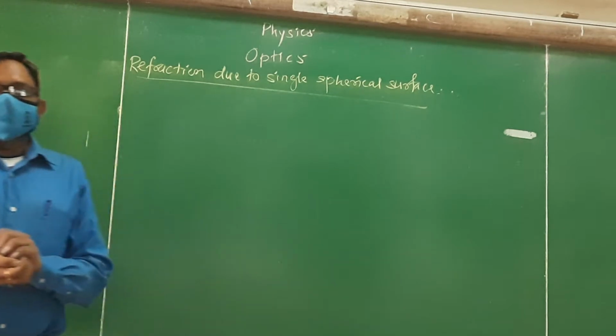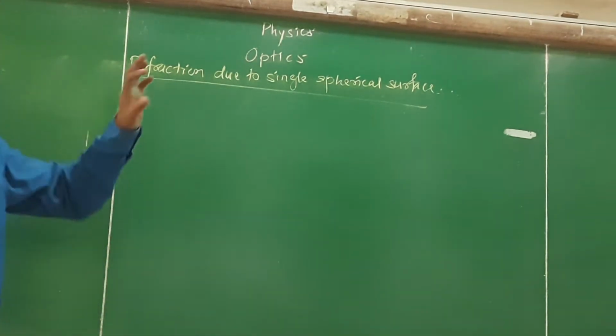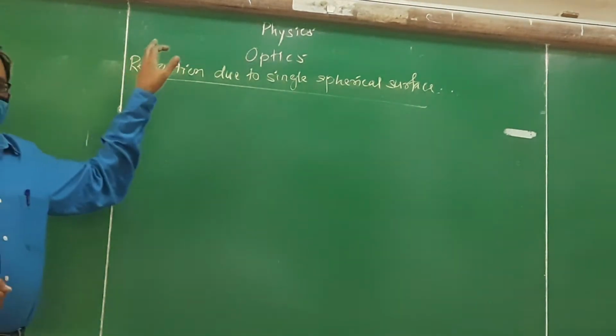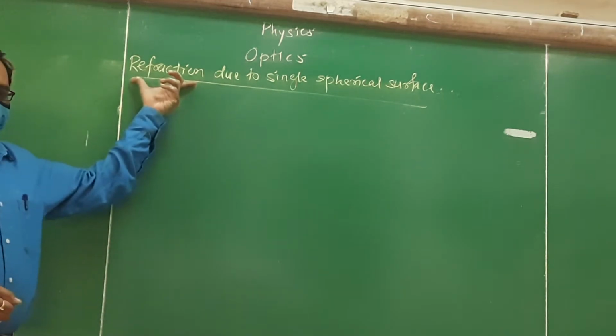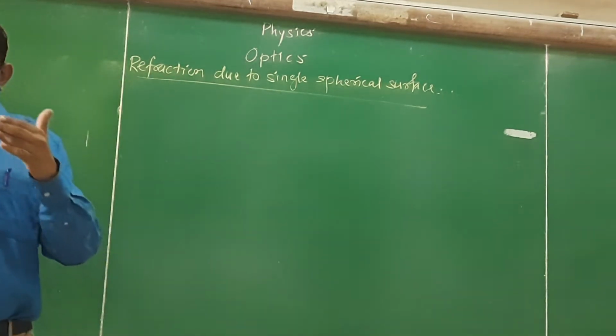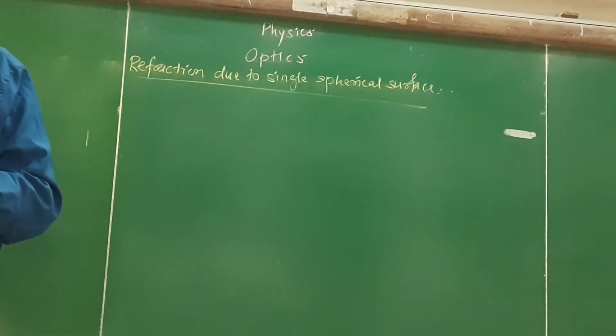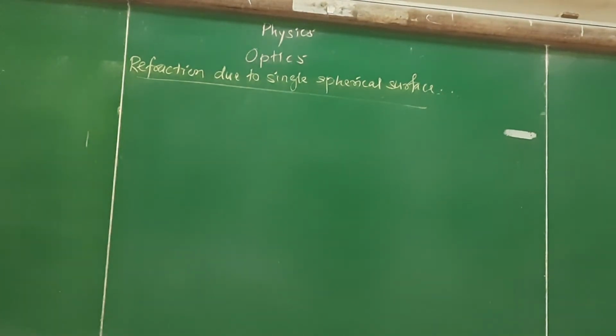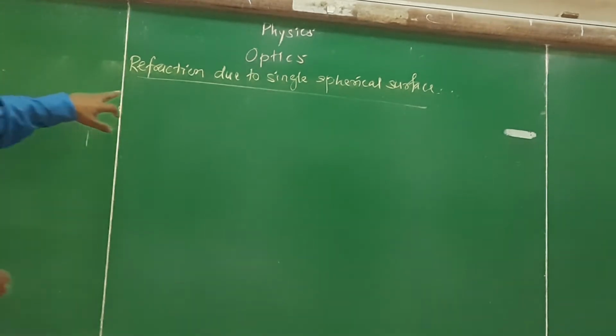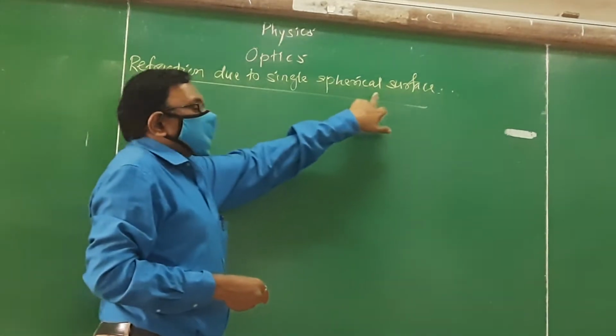Let's see here. We have to discuss refraction. We are familiar with this word, refraction. That means when a ray of light is transferred from one medium to another medium, it refracts. It changes its direction. Now here, we have to discuss refraction due to the single curved surface.